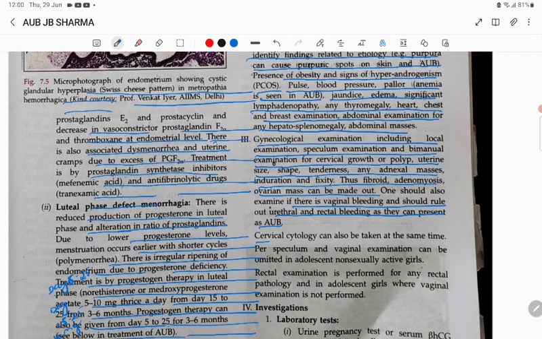Cervical cytology is also taken on the same day. Speculum and vaginal examination can be omitted in adolescents who are not sexually active. Rectal examination is performed for any rectal pathology. In adolescent girls, vaginal examination is not performed.